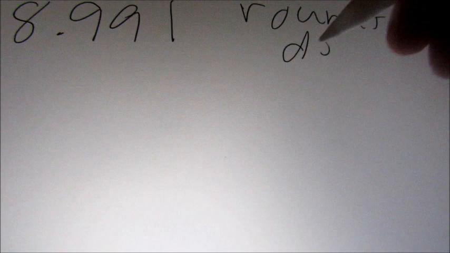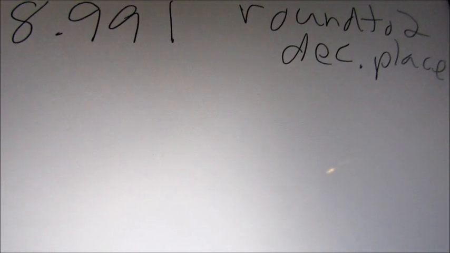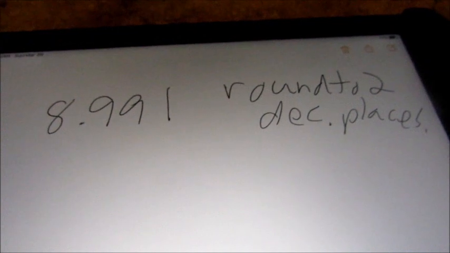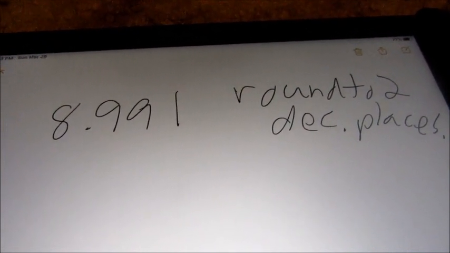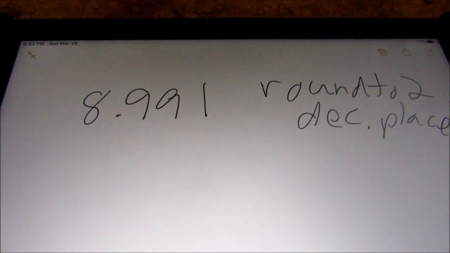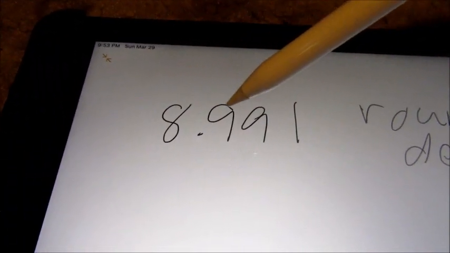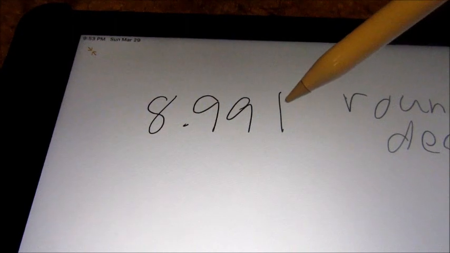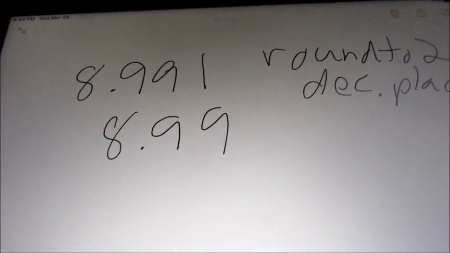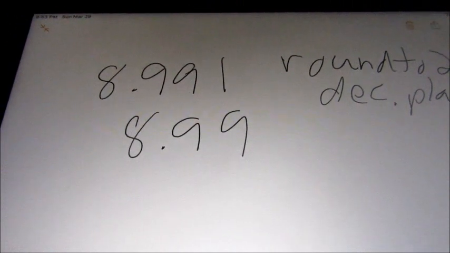Next, it's going to be some where we're rounding. So let's say we have 8.991 and we have to round to 2 decimal places. When it says round to 2 decimal places or 3 decimal places or anything, that means that you're going to round to that many digits past the decimal point. So 2 is the 9, one right after that is just a 1, so our answer is going to be 8.99. If it had said round to the nearest hundredth, it would be the same thing.